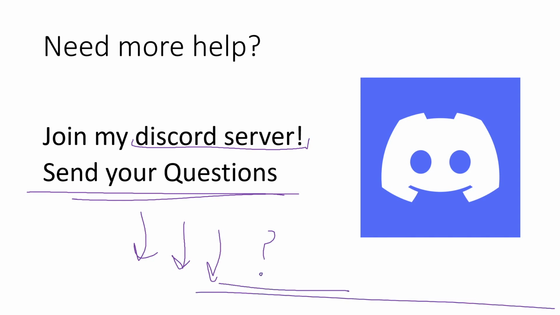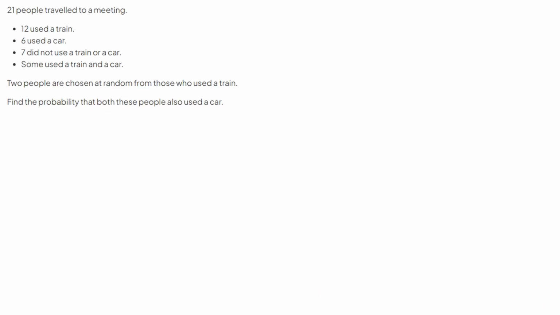Now let's look at crafting our own Venn diagram and also finding the probability. 21 people traveled to a meeting. 12 used a train, 6 used a car, 7 didn't use a train or a car, and some used a train and a car. Okay? 2 of the people are chosen at random for those who used a train. Find the probability that those people also used a car.